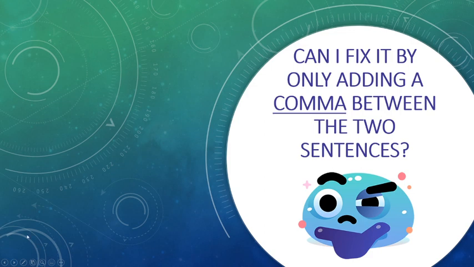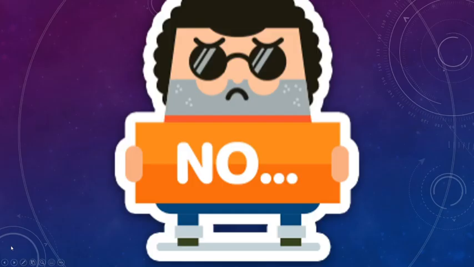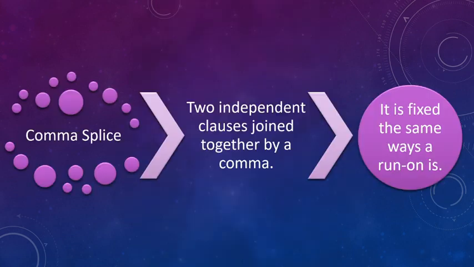Now, can I fix a run-on by only adding a comma between the 2 complete sentences? Absolutely not. Okay? If we have 2 independent clauses and we divide them by a comma, it becomes a comma splice. That's 2 independent clauses joined together by a comma, and that is also a grammatical error. It is fixed in the same ways as a run-on.